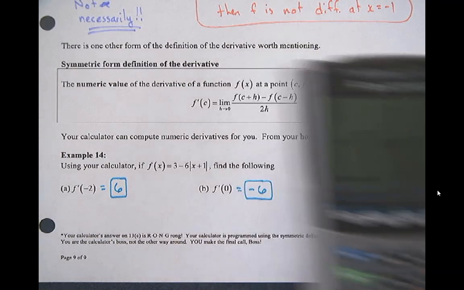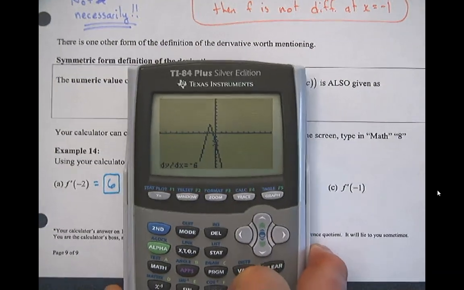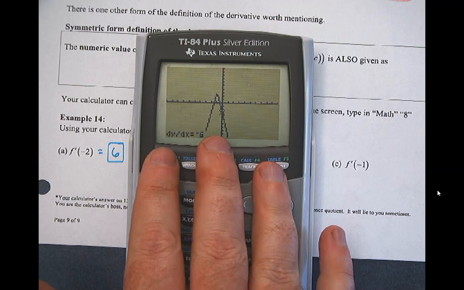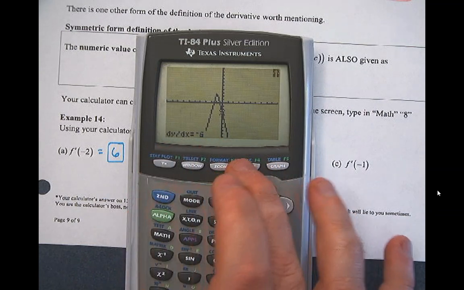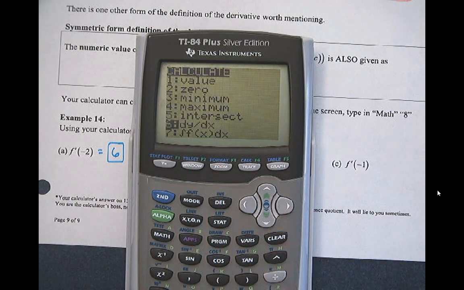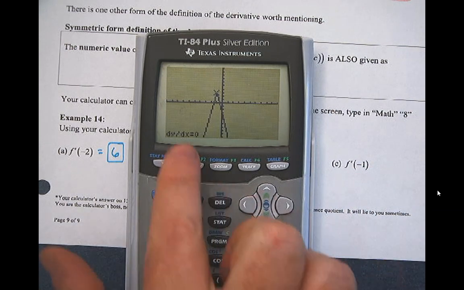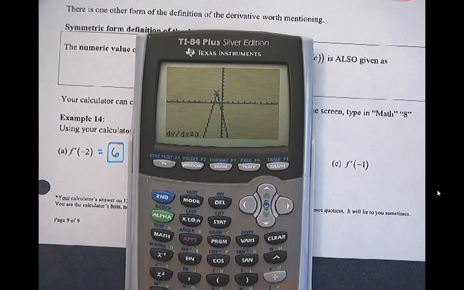Now you got to be a little bit careful. Your calculator sometimes will give you a flaw, and that's why I like to use the graph to do this. Your calculator will sometimes say that the derivative exists even when it doesn't. So I'm going to do dy/dx. I'm going to now figure out what's happening at -1. It says that the derivative is 0. That is false.